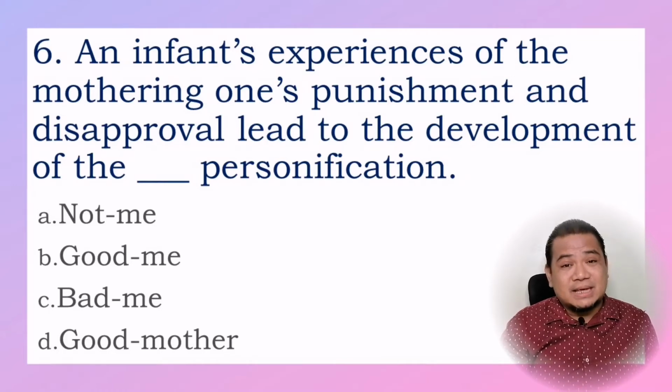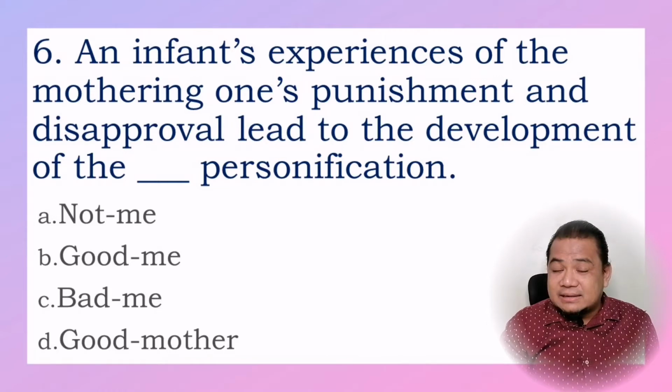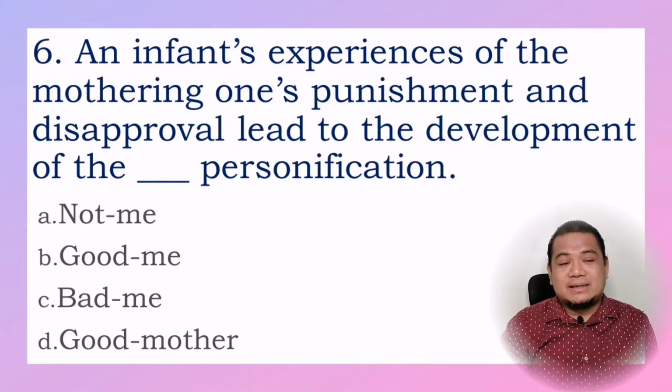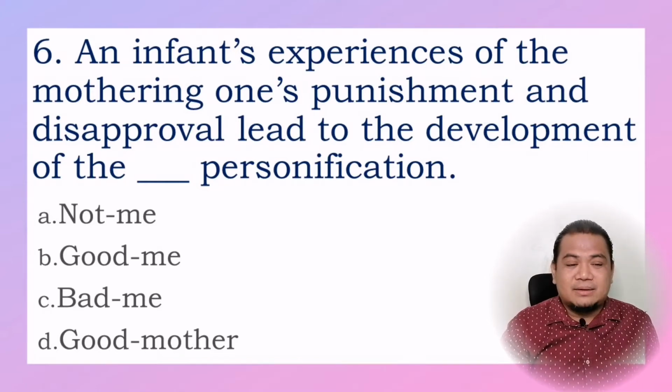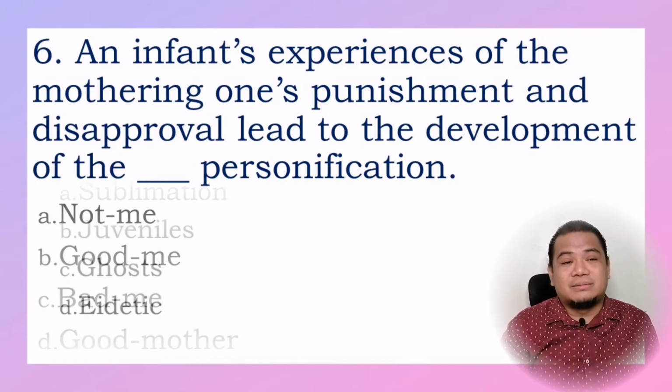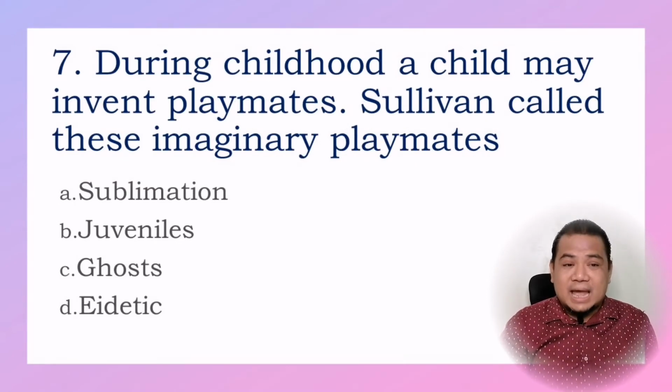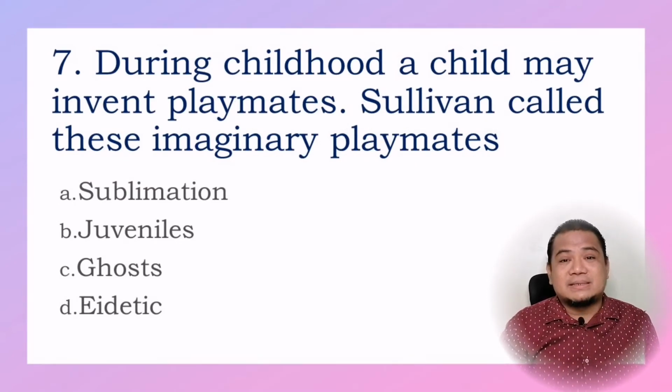Number 6. An infant's experiences of the mothering one's punishment and disapproval lead to the development of the blank personification. Is it A. Not me? B. Good me? C. Bad me? Or D. Good mother?